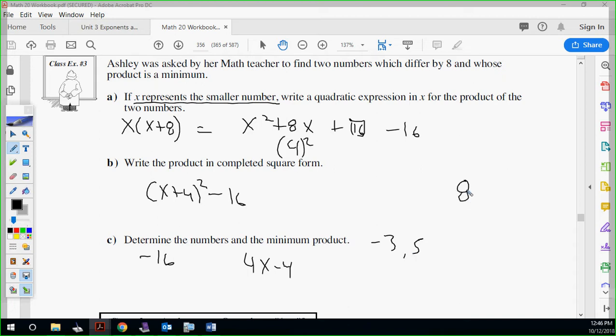So if you took something simple, it's not going to be the minimum. 8 times 0, that's not good, right? 0, okay. 7 times negative 1, right? Or 7 times 15. You're obviously just going to keep getting bigger. We're looking for the minimum. That's the minimum. Okay, cool.